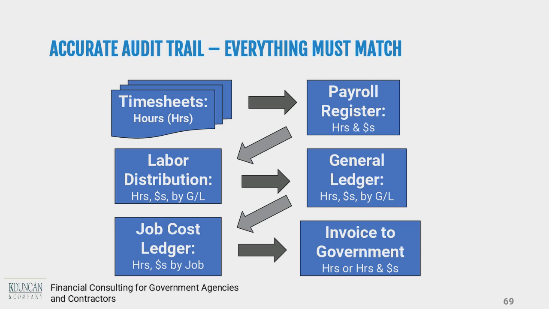So I'll just do this quickly. If your accounting system is being reviewed, the most important thing that an auditor is going to look for is the audit trail, which means in the case of labor, I'm going to start with the source document, the timesheet, trace that through a payroll register, trace that to the labor distribution, to the general ledger, to your job cost system, and ultimately to an invoice to a government. And the most important thing is that everything must match.